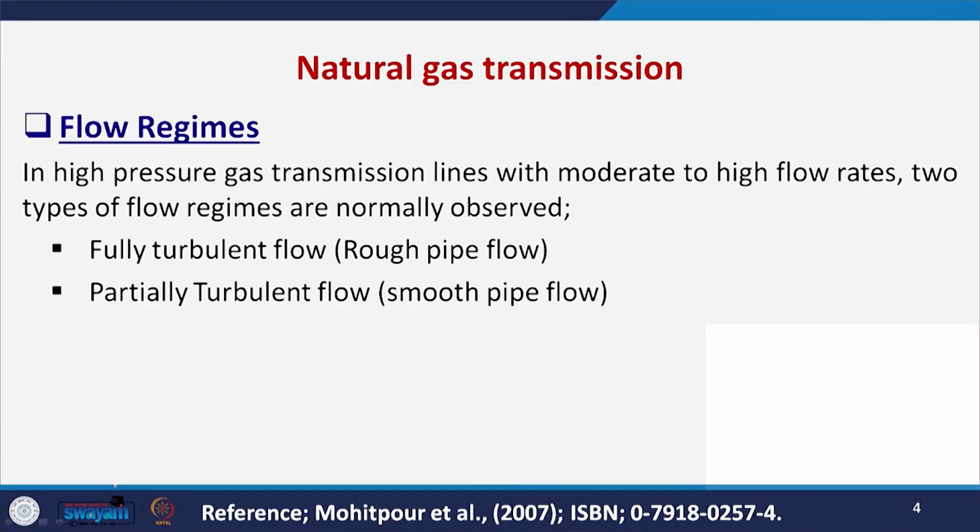Now, in high pressure gas transmission lines with moderate to high flow rates, there are two types of flow regimes which are normally observed. One is the fully turbulent flow, that is rough pipe flow, and the second one is the partially turbulent flow. The regime of flow is defined by the Reynolds number, which is dimensionless, and Reynolds number Re is equal to rho d u over mu.